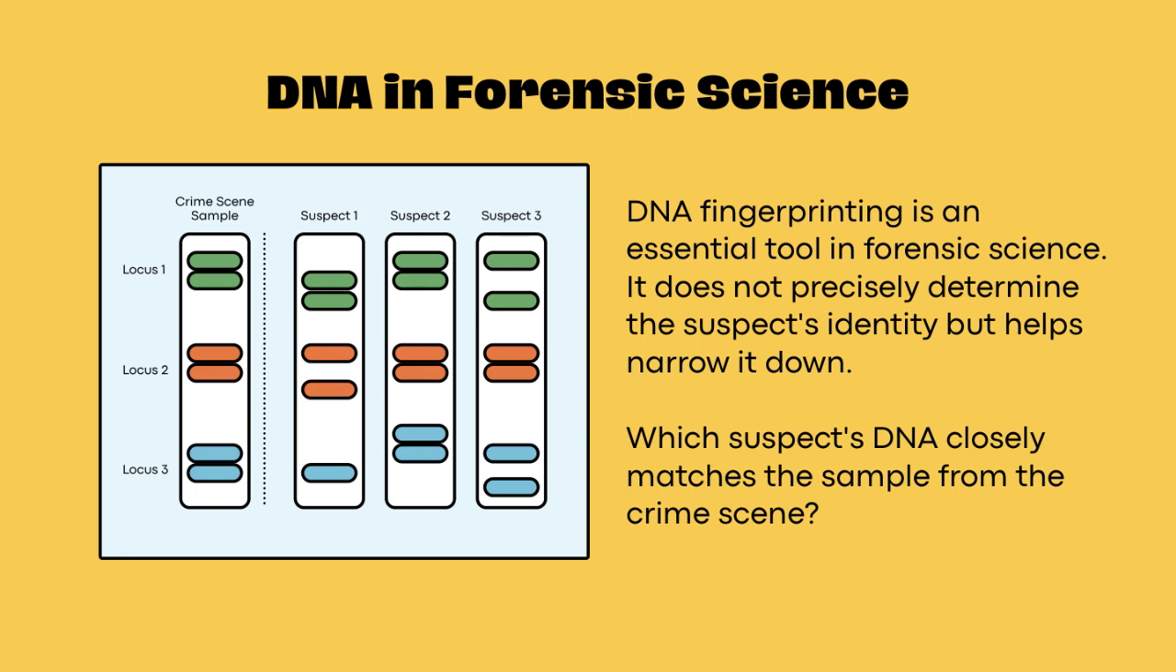Each suspect's DNA has specific regions called loci, which are like unique markers. In this example, we have 3 loci, locus 1, locus 2, and locus 3. By comparing these loci between the crime scene sample and each suspect, we can see which profile matches most closely. The goal is to identify which suspect's DNA closely aligns with the DNA found at the scene. This comparison helps investigators focus their attention more effectively, bringing us closer to solving the case. Remember, DNA fingerprinting is a powerful tool, but works best when combined with other evidence to build a strong case.